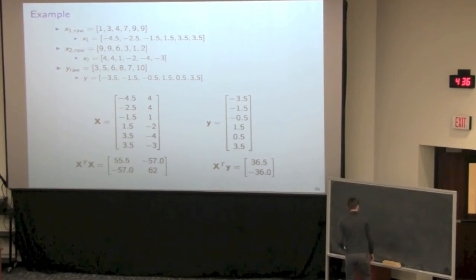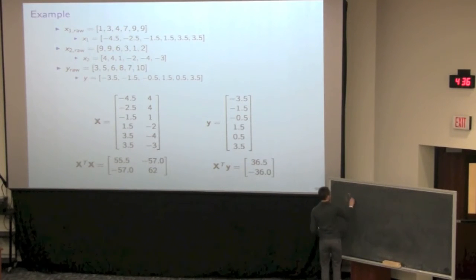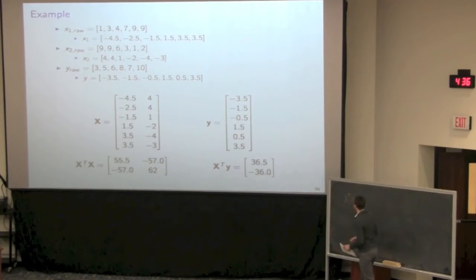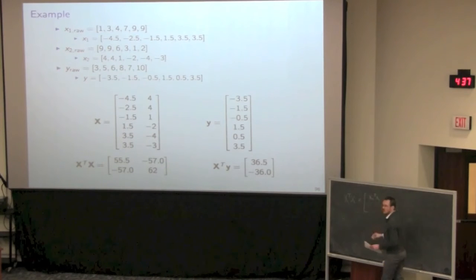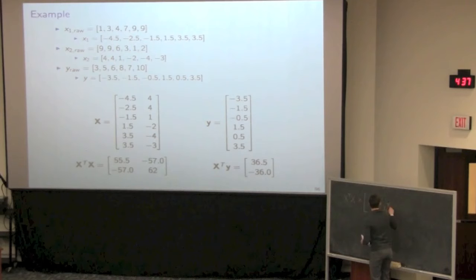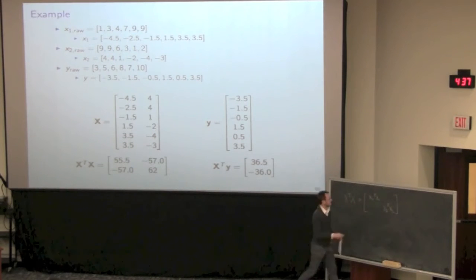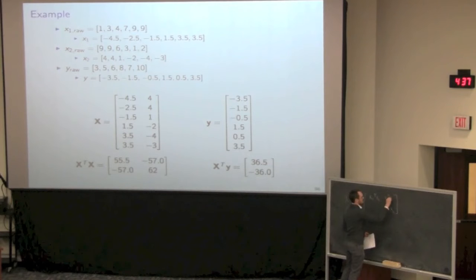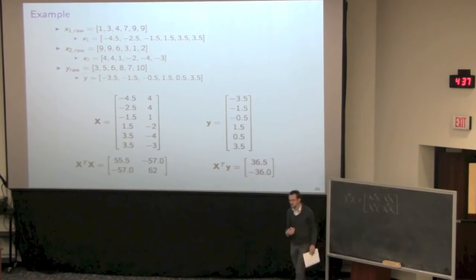What I want you to consider is this example where, as I said last time, we take a matrix X, and form X transpose X. What you'll see is that the diagonal elements will be, for example, x1 transpose x1, x2 transpose x2 on the diagonals. Then the off diagonals will be x1 transpose x2, and this entry will be x2 transpose x1.